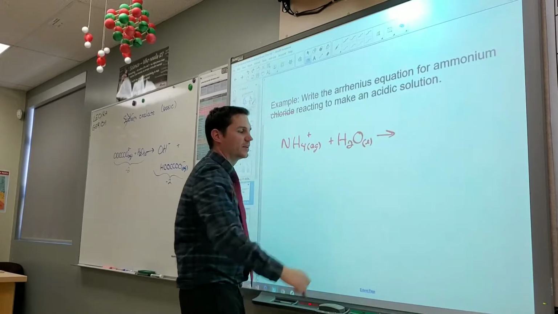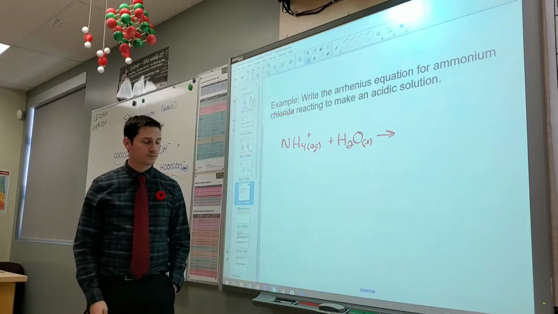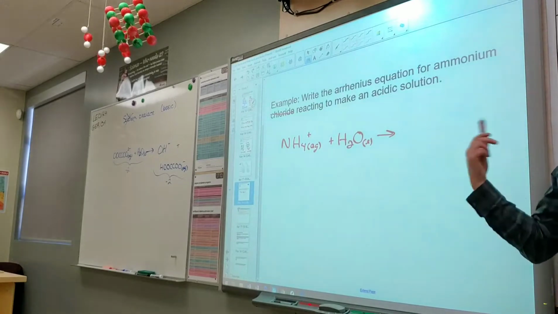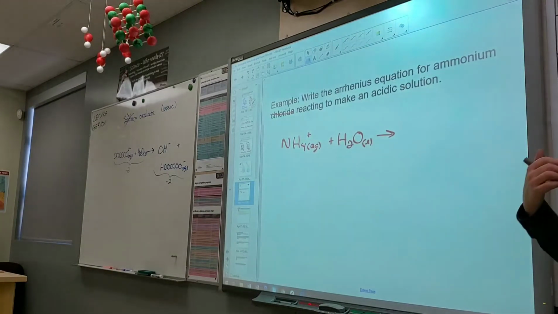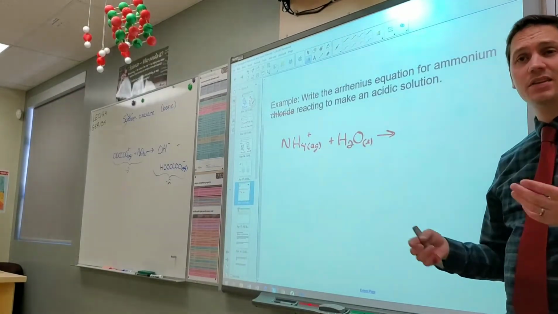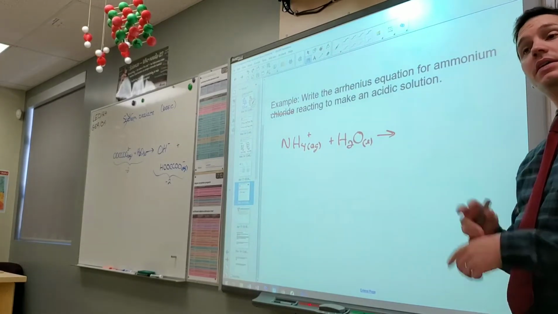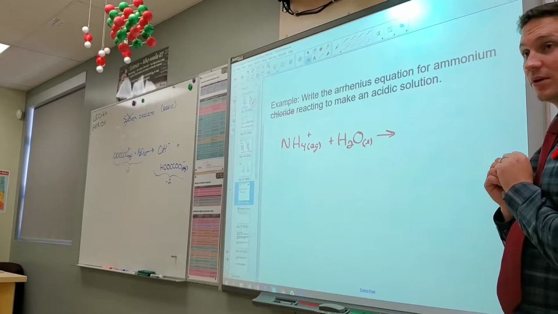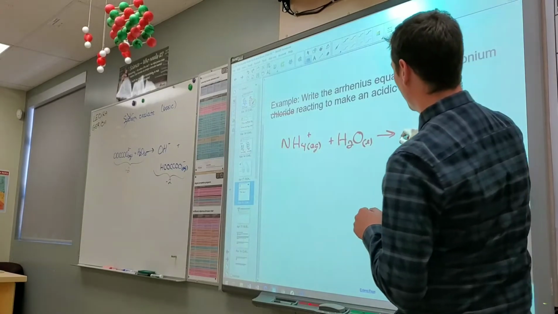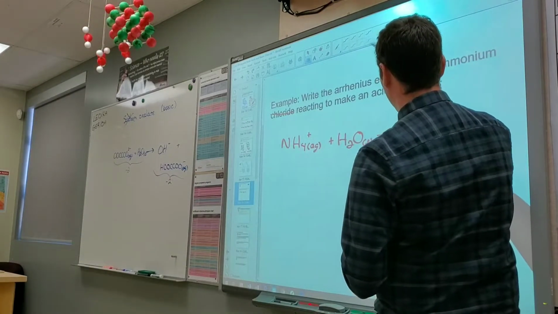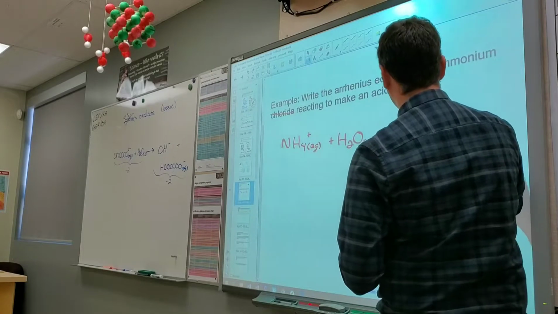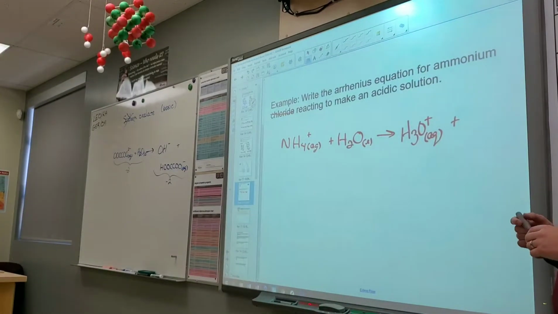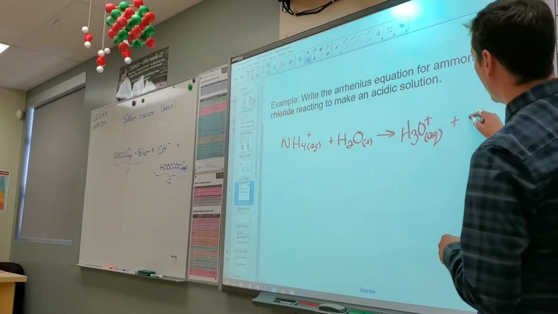NH4+ reacting with water. I don't know, does the question say that it makes a certain product? It's an acidic solution, so Cassidy, what are we going to make? H3O+. We're going to make hydronium. So what's left when we do this? We're going to have NH3 aqueous left.